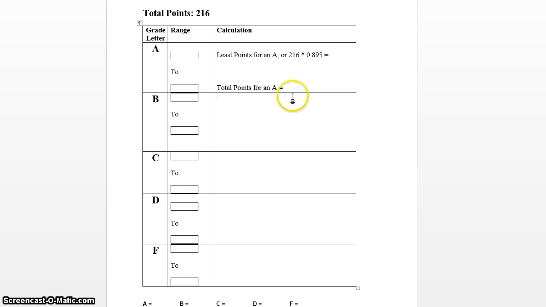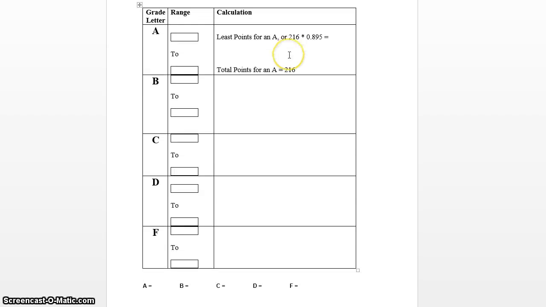We already know what the highest number is to get an A. It's 216. And in my class, if you get extra credit, you can sometimes get more than 216 points. That still means you've got an A. But in terms of the assignments in the class, 216 is the most you can earn on the assignments in the class without the extra credit. So that's the top of our range.